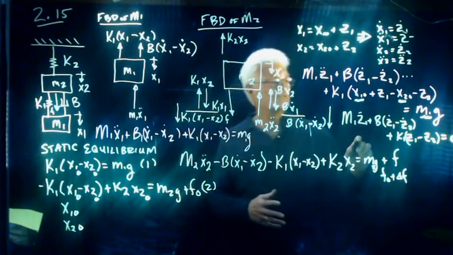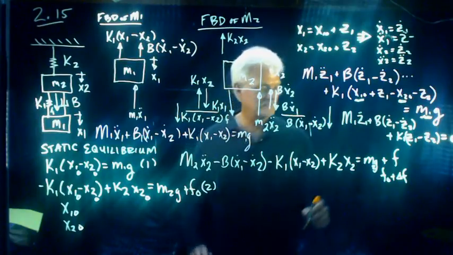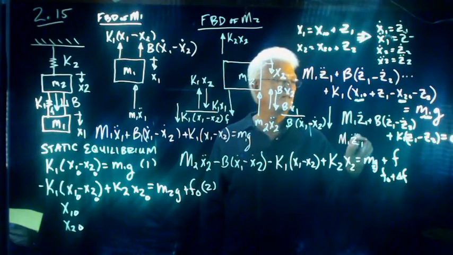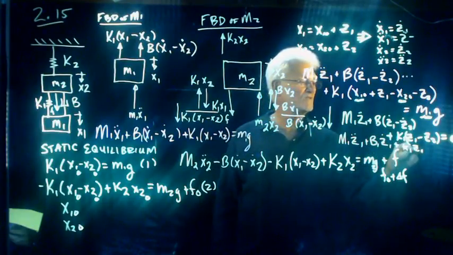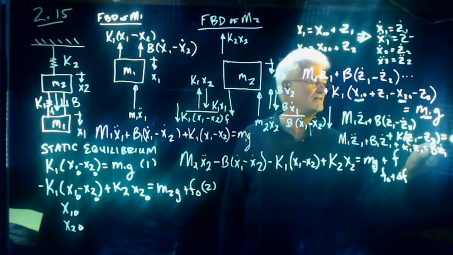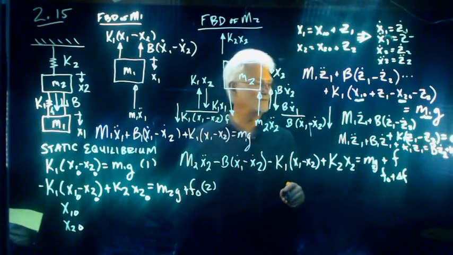So maybe I might want to do one more little thing here. Oh, I can't get very many good colors, but I might want to do it this way. m1 z double dot 1 plus b z dot 1 plus k1 z1 is equal to b z dot 2, I'm sorry, that's a 2, plus k1 z2. I hope that didn't fall off the edge, but if it did, oh well.